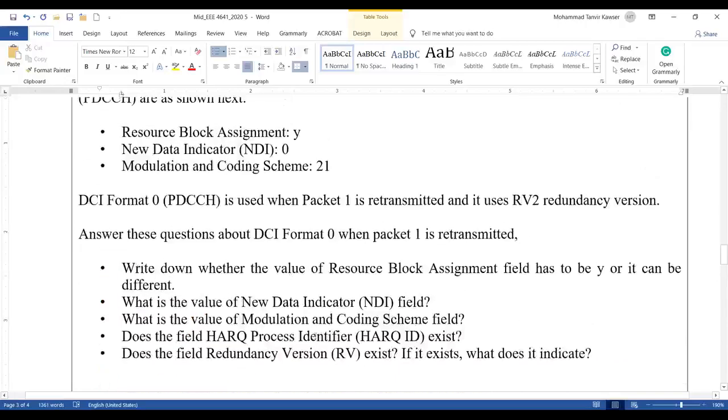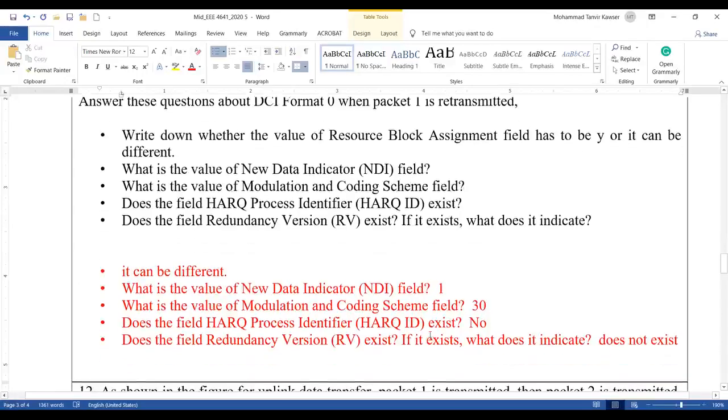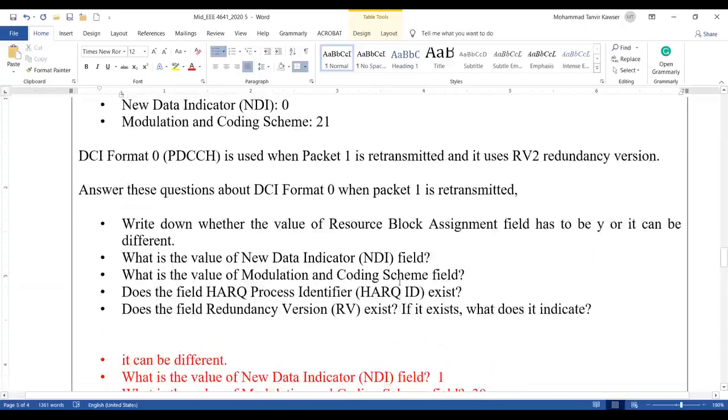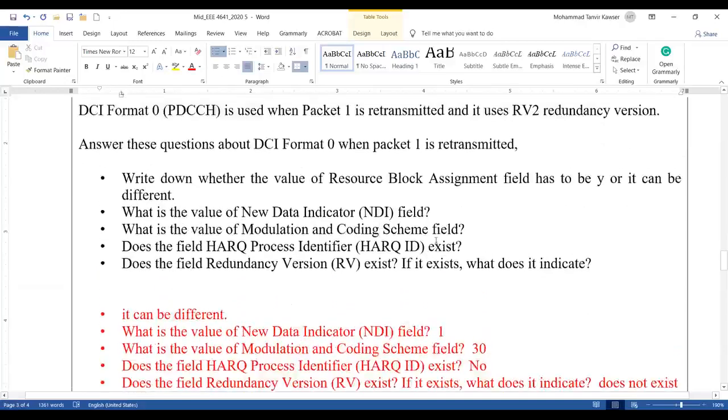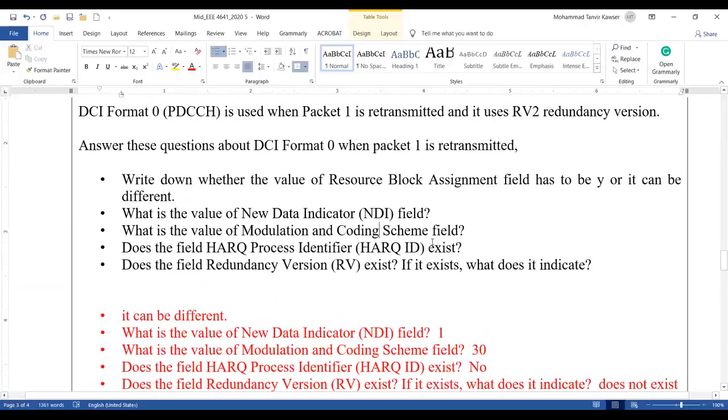Then the value of modulation and coding scheme. This part is tricky. You use the last 3 MCS values in the case of uplink, for the purpose of indication of your redundancy version. If the redundancy version is 1, you use 29. If it is 2, you use 30. If it is RV3, you use 31. The rest of the MCS values are used for new transmissions to indicate the MCS there.